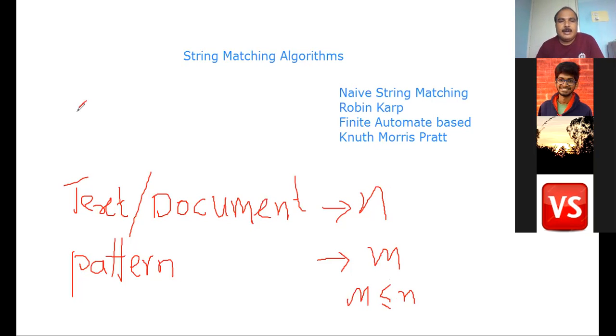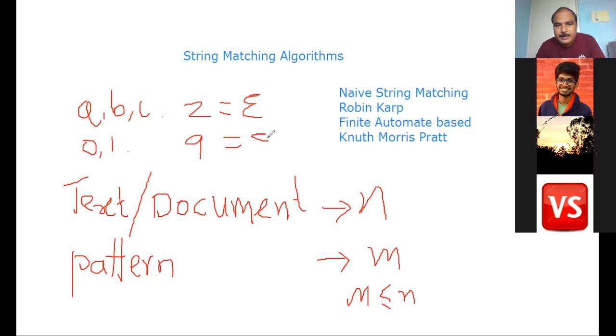Now the symbols can be alphabets, that is from A to Z, and the symbols can also be digits, from 0 to 9. Okay, these are the symbols. Now here is a set of inputs. The set of input symbols is denoted as a summation symbol.